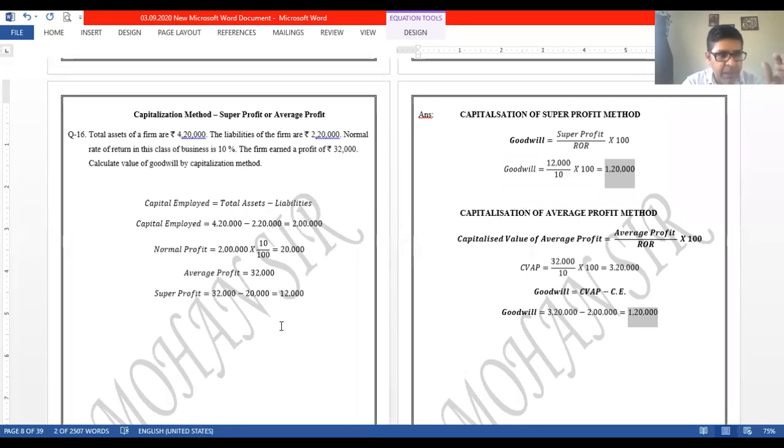So when we have to capitalize, you need to divide by the rate of return and multiply by 100, right? In both the cases, it is the same. So average profit divided by rate of return into 100 will give us the capitalized value of average profit, and then the difference of the two values, the capitalized value and the capital employed, will give us goodwill. Next one.